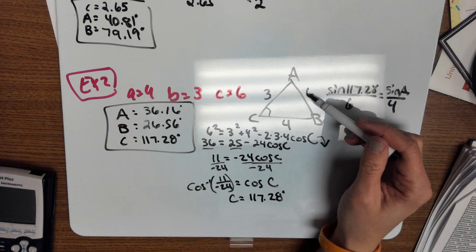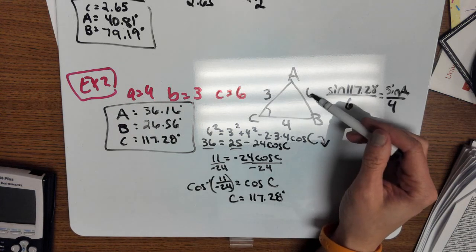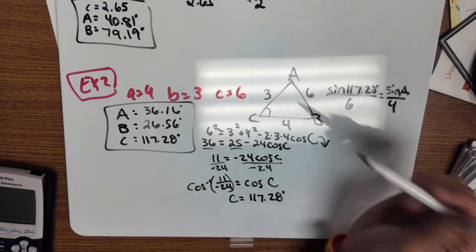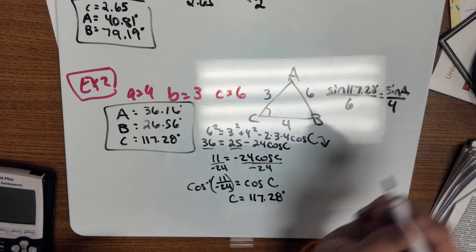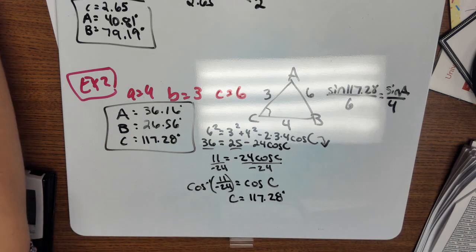Always double check. Your largest angle should be across from the largest side. The smallest angle should be across from the smallest side. So yes, I have done it correctly. It's just a good way to go back and make sure you didn't make a mistake.